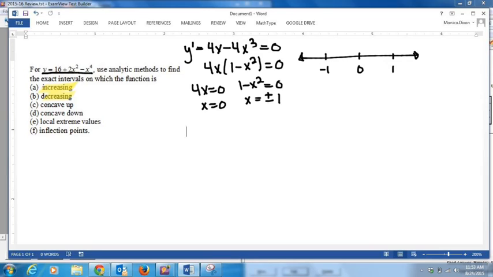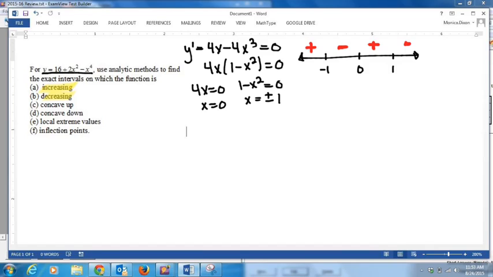So I need to pick a number to the left of -1, so let's say -5. So if I substitute -5 in here, it's going to give me a negative number. And if I substitute a -5 here, it's also going to give me a negative number. So a negative times a negative is a positive. So I'm going to pick -0.5.